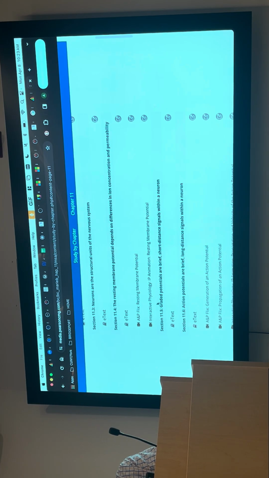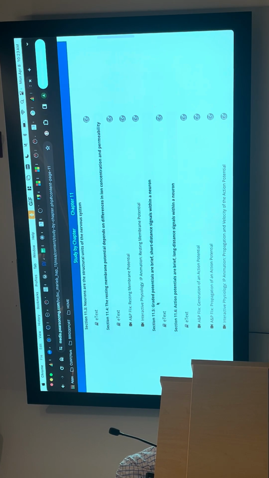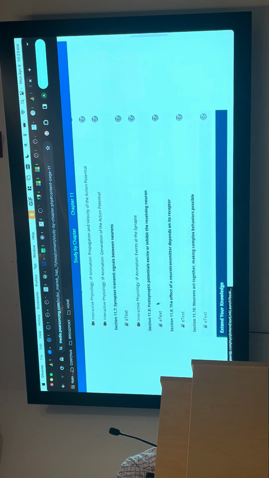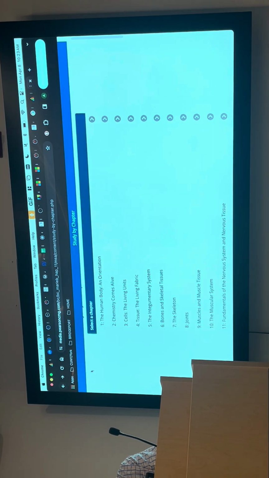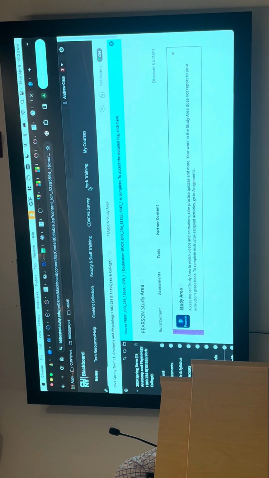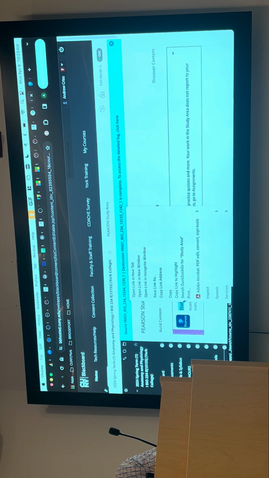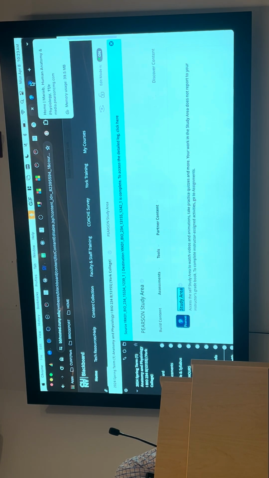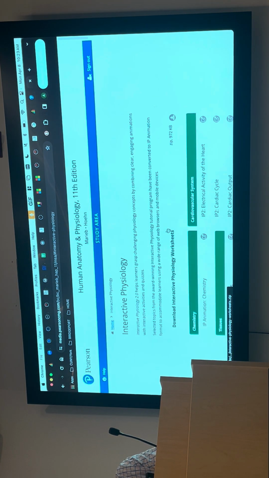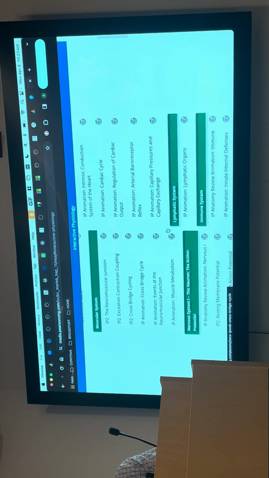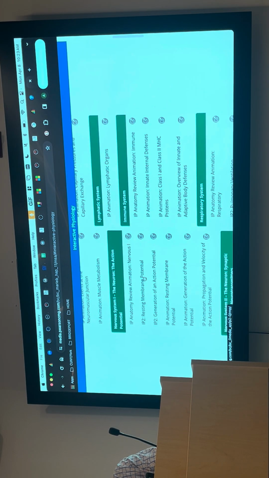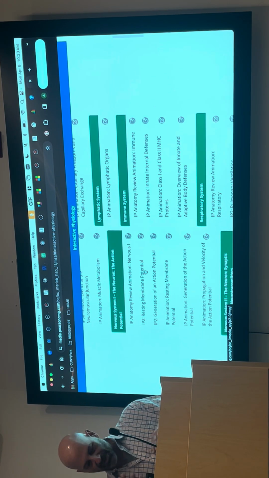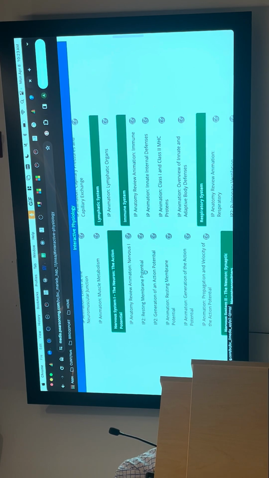So let's see, I'm just seeing if there's any new IP2s. I might have to open another window. Nervous system, where are you here? Okay, resting membrane potential. The IP2s are going to be really good tutorials, those step-by-steps, asking you questions along the way.